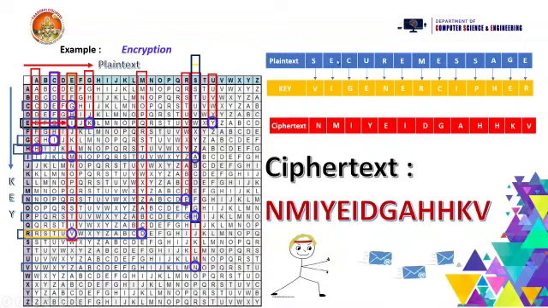In the same way, first time E is replaced with M. Next time it is replaced with I. Next time it is replaced with G. And next time it is replaced with V. So in polyalphabetic substitution, for the same plain text character, we will have different ciphertext characters depending on the key.